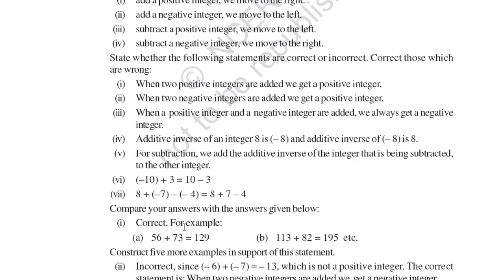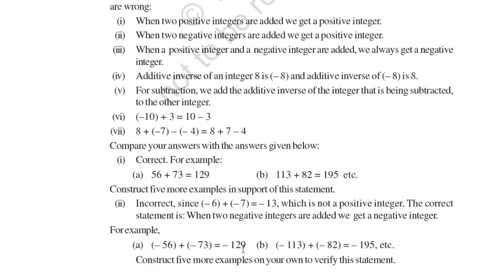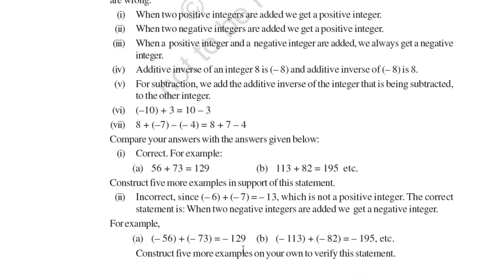Correct. For example, two positive integers will give 129, and 113 plus 189 will give a positive integer. Construct 5 more examples in support of this statement. Incorrect, since -6 plus -7 is equal to -13, which is not a positive integer. We have discussed above. Two negative integers will not give a positive integer. It will always give a negative integer.